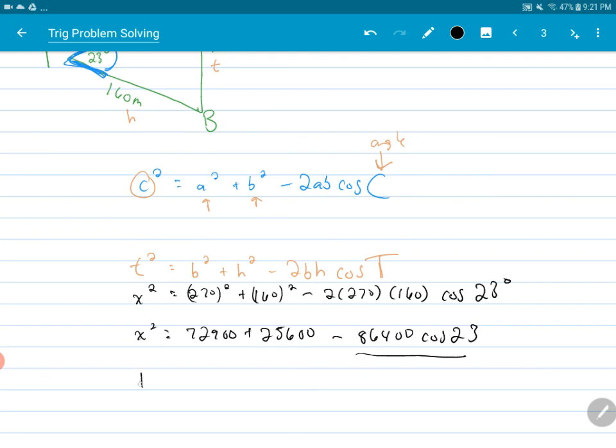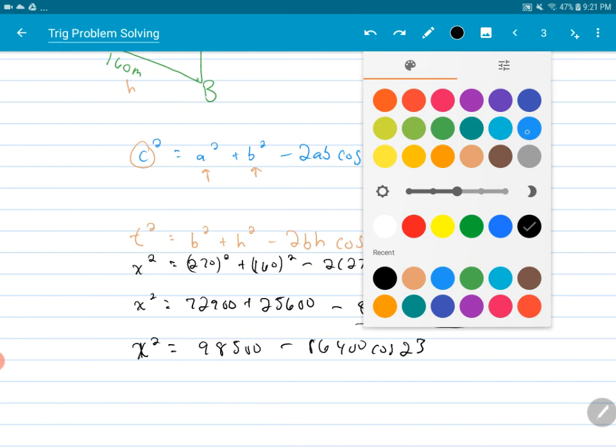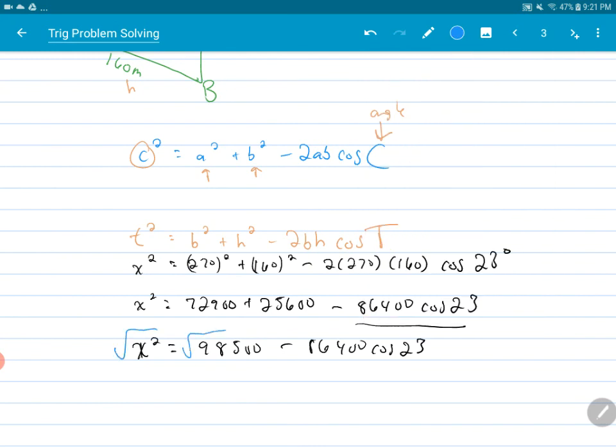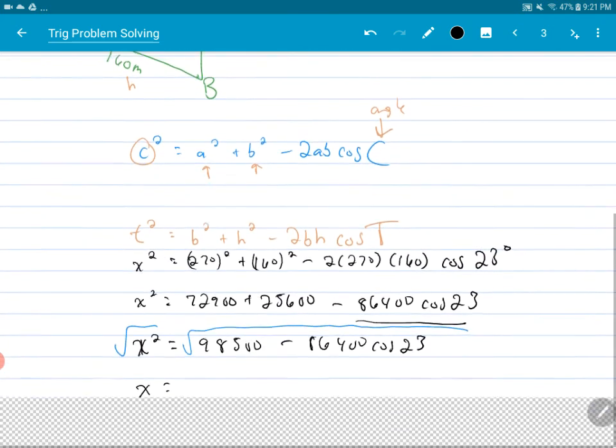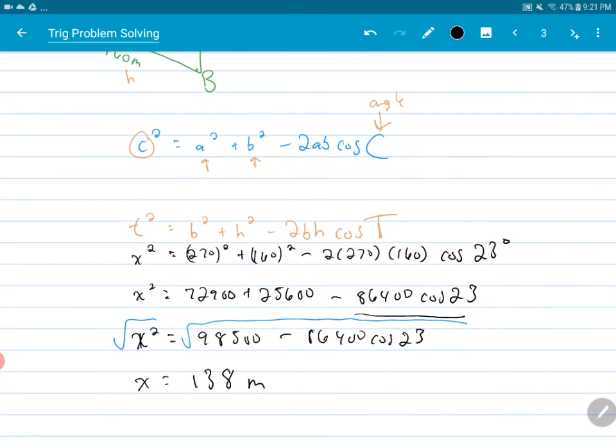So our next line here should look like x squared is equal to 98,500 minus 86,400 cos 23. Could you put that as a decimal all together over here? Sure, doesn't matter to me. But what we do know is that our final step needs to be square rooted. So you can put that as a decimal if you want to and then square root it, but we know that we don't want x squared, we definitely want x. So to get x by itself, we square root it, and in the end, after rounding to the nearest meter, because if we go up, we see to the nearest meter, our final answer is 138 meters. Good luck with your homework and the quizzes this week.